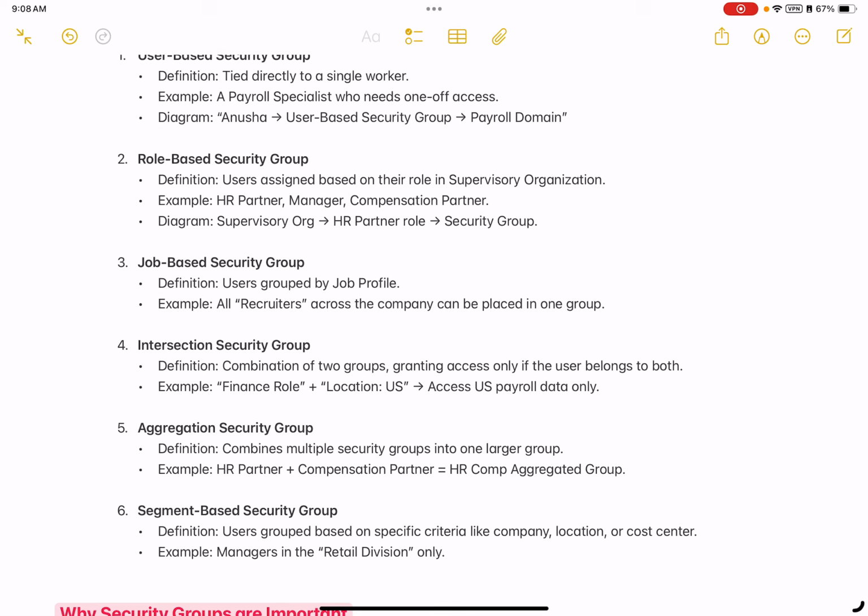Segment-based security group: users grouped based on specific criteria like company, location, or cost center. For example, managers in the retail division only.